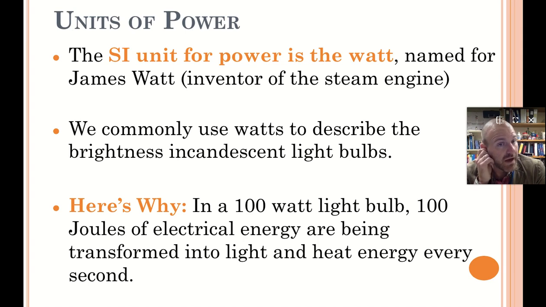As we've gone to different types of light bulbs, this is less descriptive, but we still talk about watt equivalents. If you pick up an LED light bulb, it'll say, oh, this will be as bright as a 60 watt incandescent light bulb. And that's what we mean. 100 joules of electrical energy are being converted into light and heat energy every second with that particular light bulb.